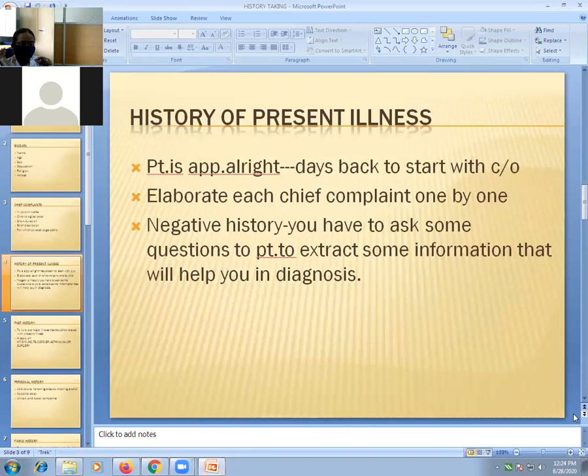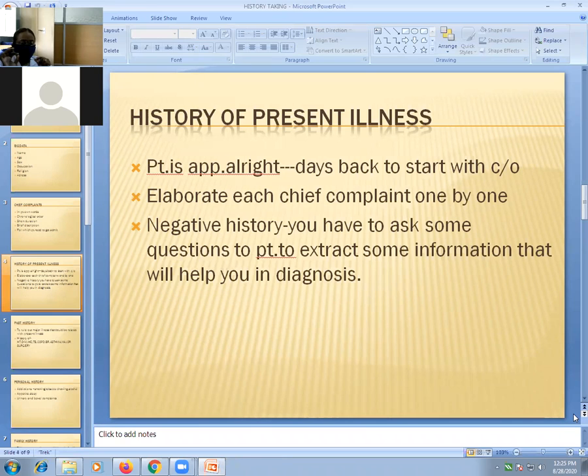Now the history of present illness. History of present illness means you have to describe or elaborate each and every chief complaint in detail. History of present illness is descriptive. Each complaint is described in detail or elaborated in detail.